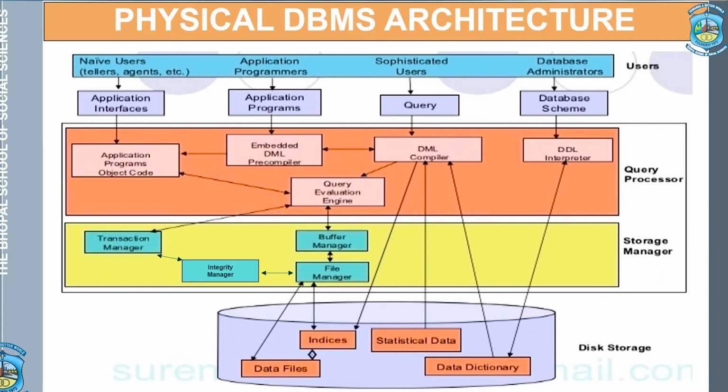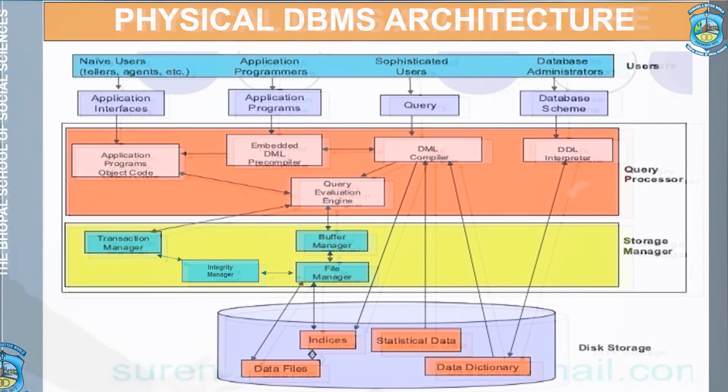Now, after this interface, we have a different layer, and this layer is the conceptual level layer. It is divided into query processor as well as storage manager components. The storage manager further divides into transaction manager, integrity manager, buffer manager, as well as the file manager. Then the query processor deals with the handling of the queries. So it has the application programmers' object code. Then we have the embedded DML compiler, that is the data manipulation language compiler, the data definition language interpreter which interprets the language, and we have a query evaluation engine that finally evaluates a query and does the rest of the work, that is the fetching of the data from the store.